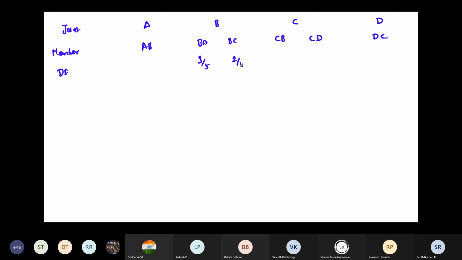What will be your next step? The table. Joints: what are the joints? A, B, C, and D. So for joint A, we have AB. For joint B, we have BA, BC. For joint C, CB, CD. For joint D, DC. Right? These are the members. What about your distribution factors? Distribution factors are 3 by 5, 2 by 5, 1 by 2, 1 by 2.